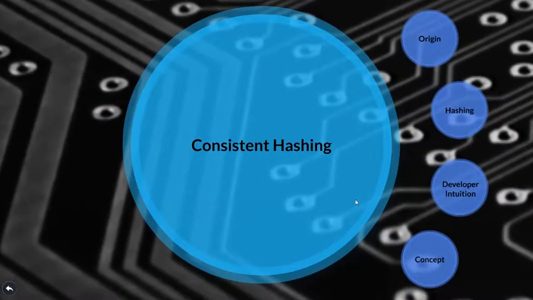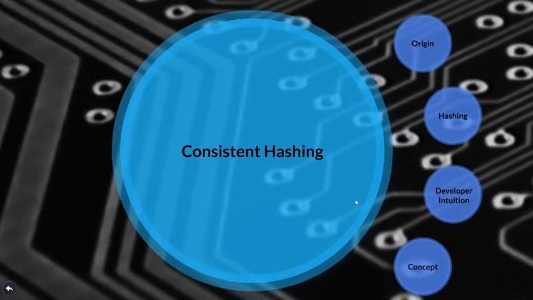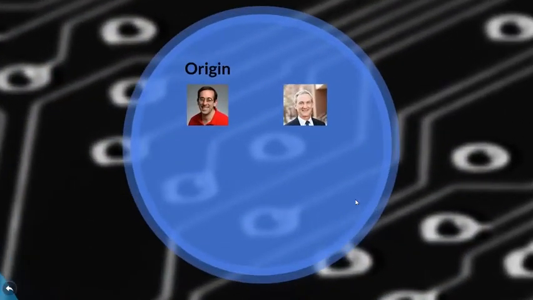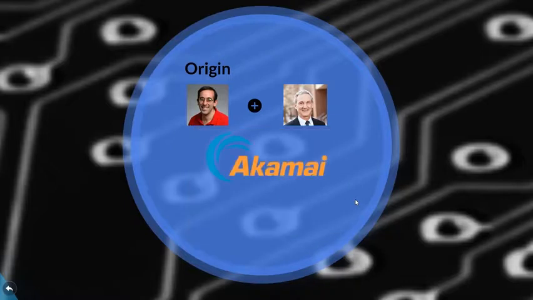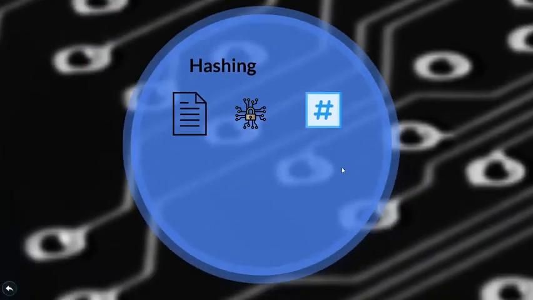So why is consistent hashing so important? Back in the year 1997, Dr. David Karger and Tom Leighton wrote a paper titled Consistent Hashing and Random Trees. They first introduced the concept, and based on this work, they later founded the company Akamai, which created the world's first content delivery network. More on how to design your own content delivery network in a different video. But first, let's understand what hashing is.